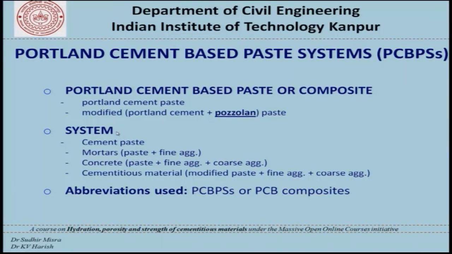Now, the word system is introduced primarily to say that you also have a cement paste system, you also may have a mortar system, you may also have a concrete system, you also may have a cementitious material system. And what you find in all these four systems is that the cement paste is basically common for mortar and concrete, and the additional entity is fine aggregates in the case of mortars and fine aggregates and coarse aggregates in the case of concrete. With regard to cementitious material, because of the presence of pozzolans or mineral admixtures, the cement paste gets modified, and in addition to that you may also have fine aggregates and coarse aggregates. So, the abbreviations typically used in these lectures are PCBPS or PCB composites, both referring to more or less the same meaning.